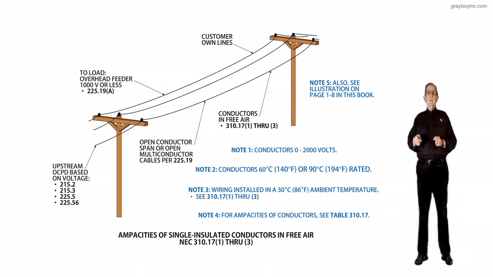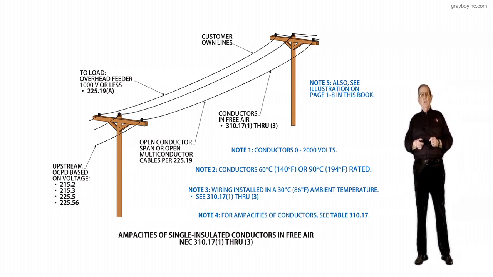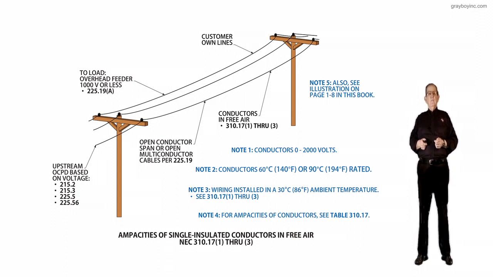But notice these overhead conductors, they do not belong to the utility. If you look at the upstream overcurrent device based upon the voltage from utility pole number 1 here, we would review 215.2, calculate the load, 215.3, size the overcurrent device, 225.5, address these outside conductors, 225.8 does the same thing, 225.56. Review those sections, and it covers rules for these outside overhead conductors.